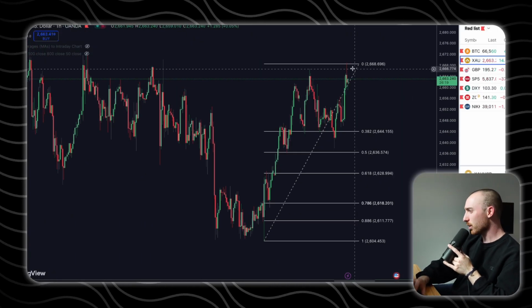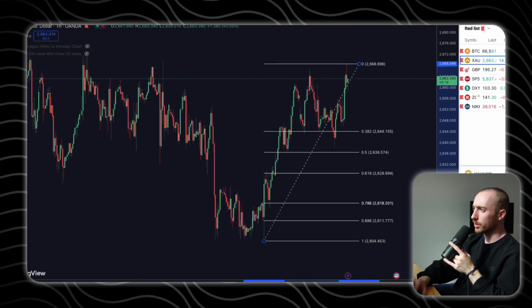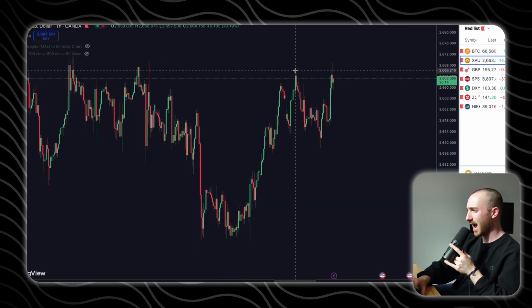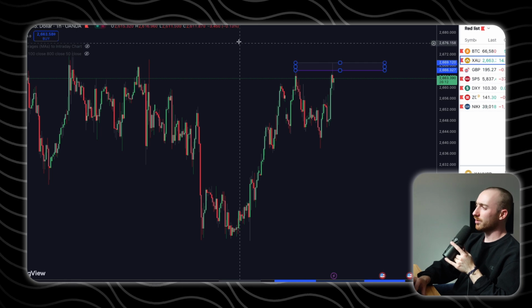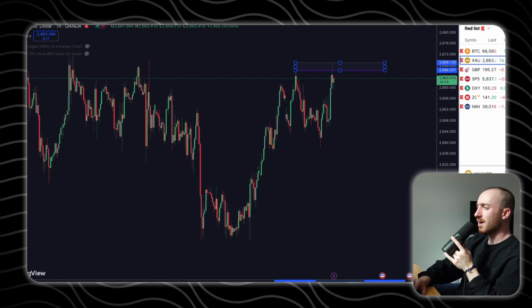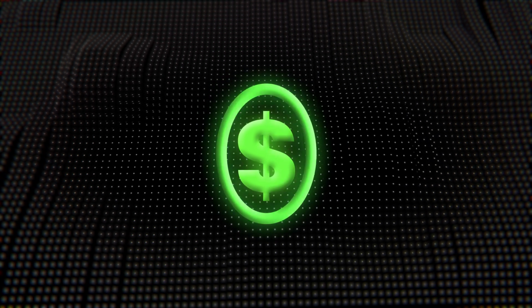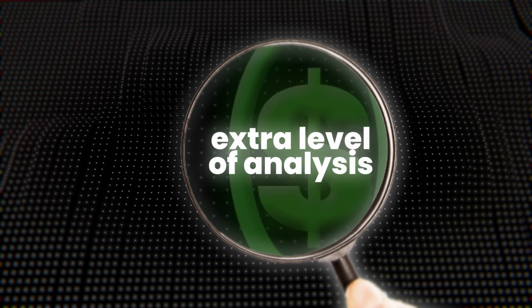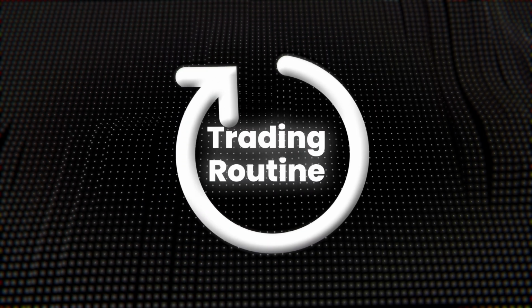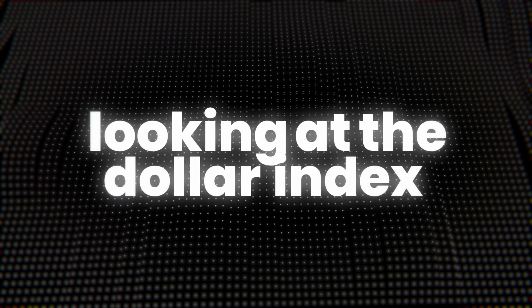So let's say, for example, we are looking for a short on gold. We'll say, just as an absolute beginner analysis, we're at a resistance level here. So we are looking to take a short. Now, you could say there's a resistance, maybe there's a fib level. The exact analysis in this situation doesn't matter, but we have done our analysis and we're saying we're looking for a short on gold. We expect the price to drop. Now, rather than just taking a trade, there's an extra level of analysis that we now need to integrate into our trading routine, which is looking at the dollar index.